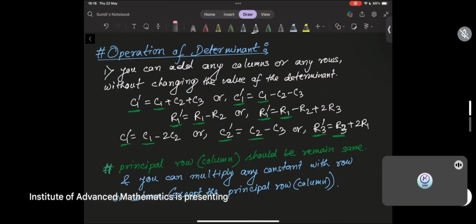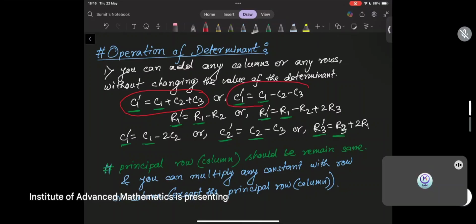For example, I have written that C1 dash equals C1 plus C2 plus C3. What is meant by C1 dash? C1 dash indicates that the operation will be given on C1, that means in column 1. Okay, in column 1 we will give the operation, and what is the operation? C1 plus C2 plus C3.